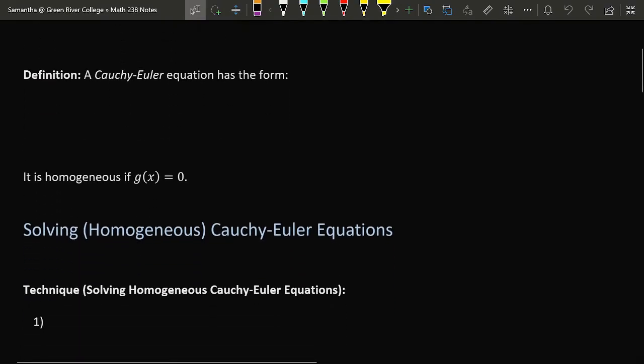Now, constant coefficient ODEs had literal constants multiplied by all the different derivatives of y. For a Cauchy-Euler equation, the different derivatives of y are being multiplied by different powers of x. The different powers of x are always going to be an exact match to the derivative on the y. So the nth derivative of y is being multiplied by x to the nth power, plus potentially some constant number.